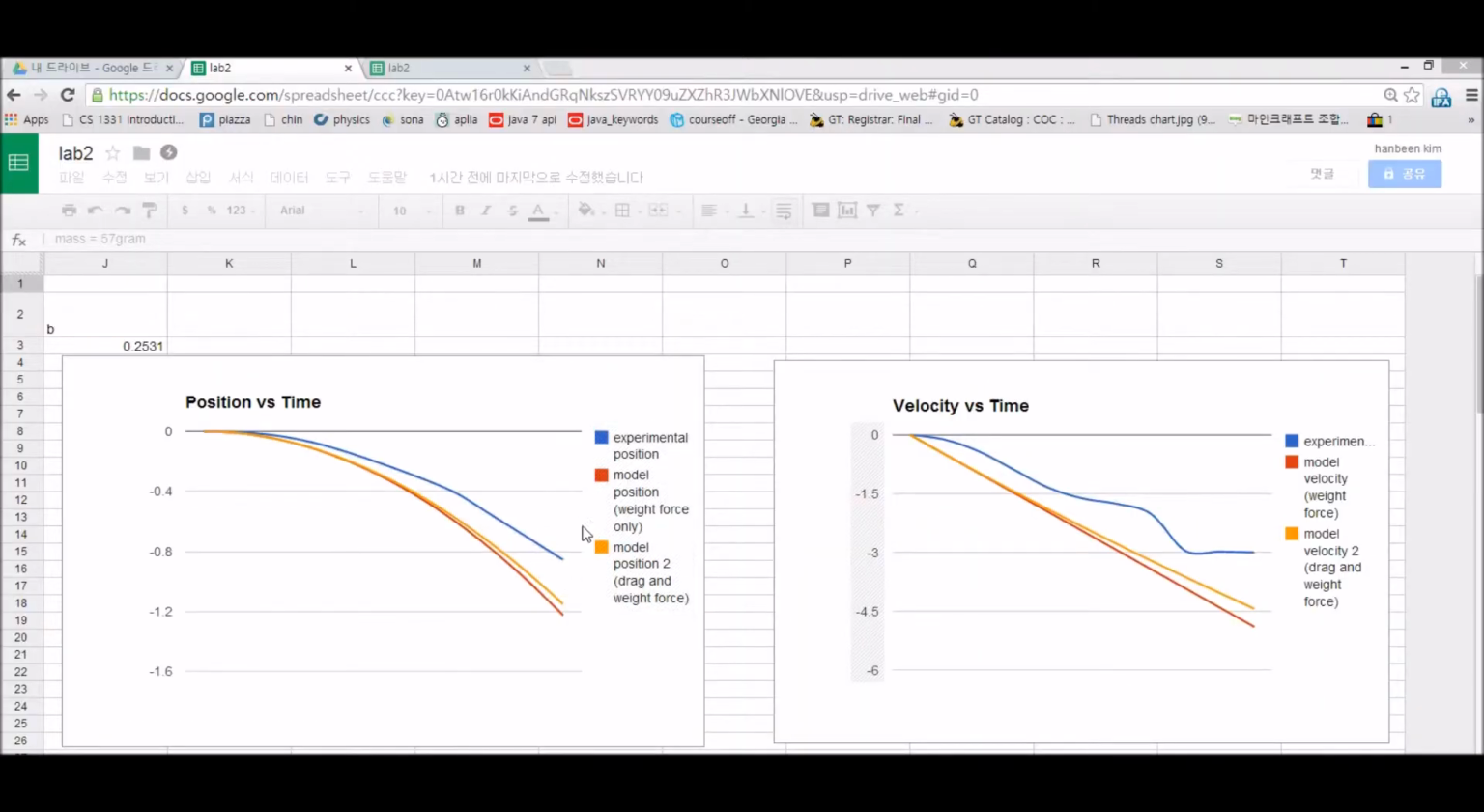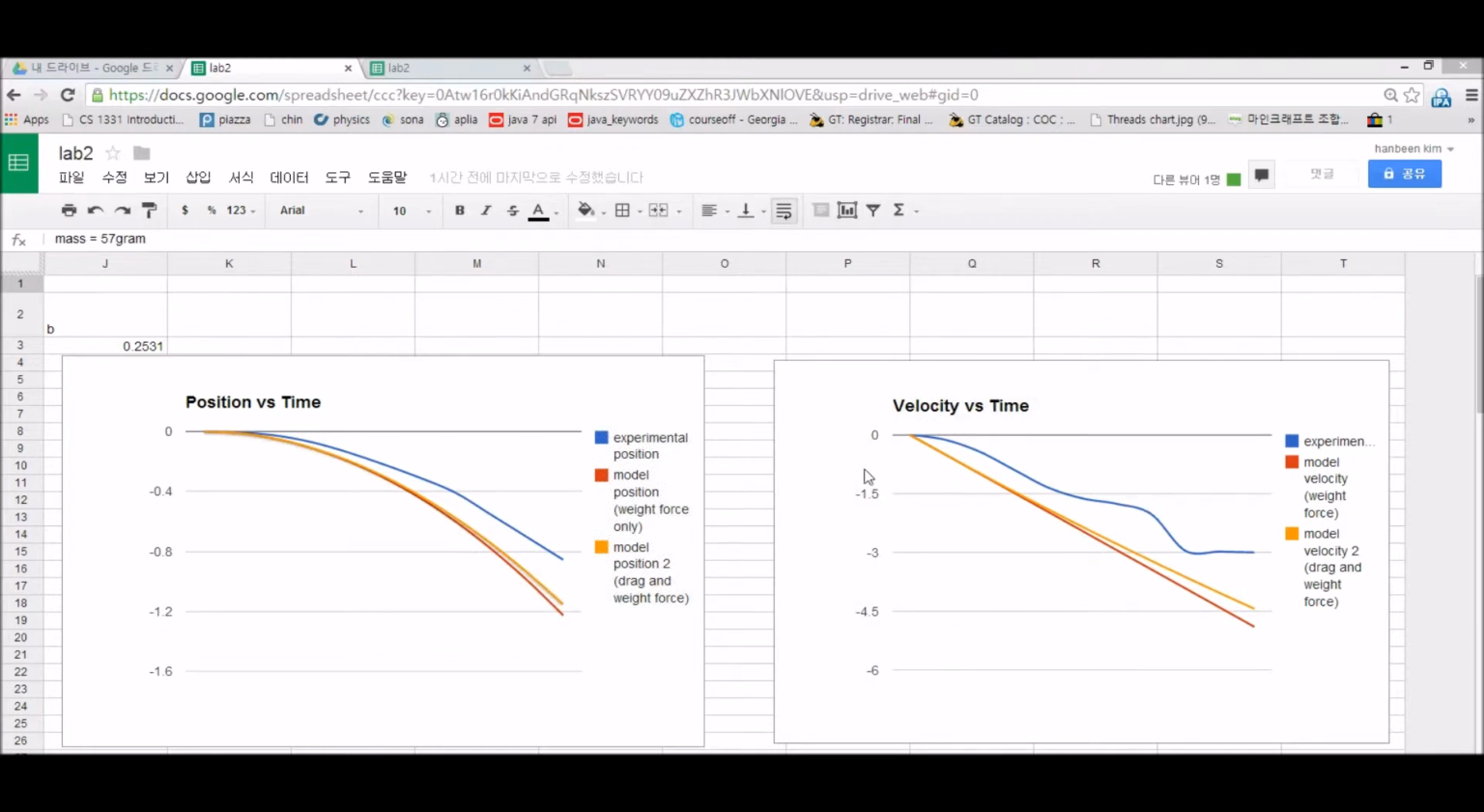The blue is the experimental position, and the orange is the drag and the weight force, and the red is the weight force only. So as you can see, the red is at the bottom, and the other two are in the upper position. What does it mean? It means that the model position of weight force only is the quickest, and when the drag force is added to the weight force, the ball actually slows down.